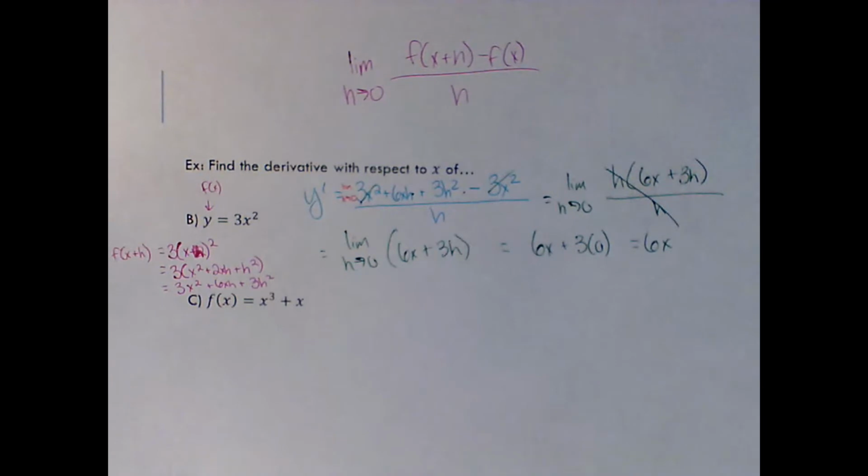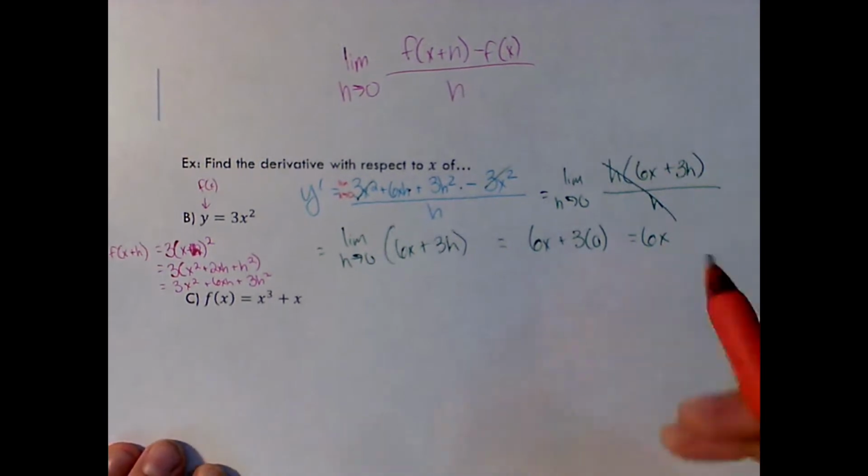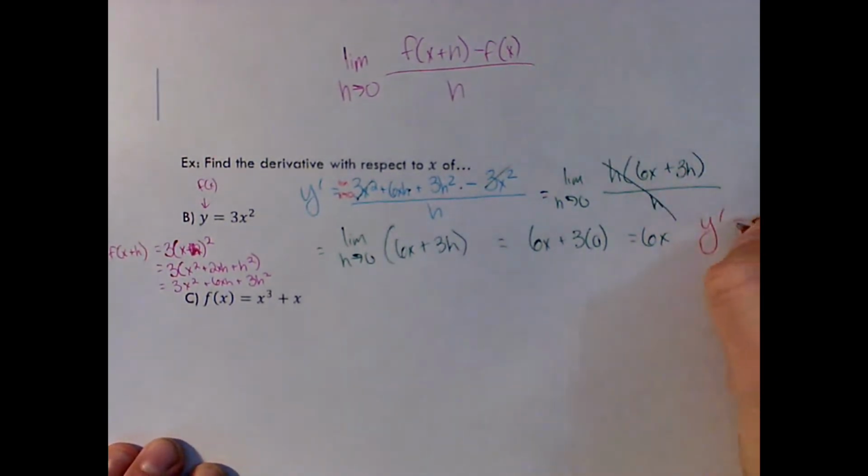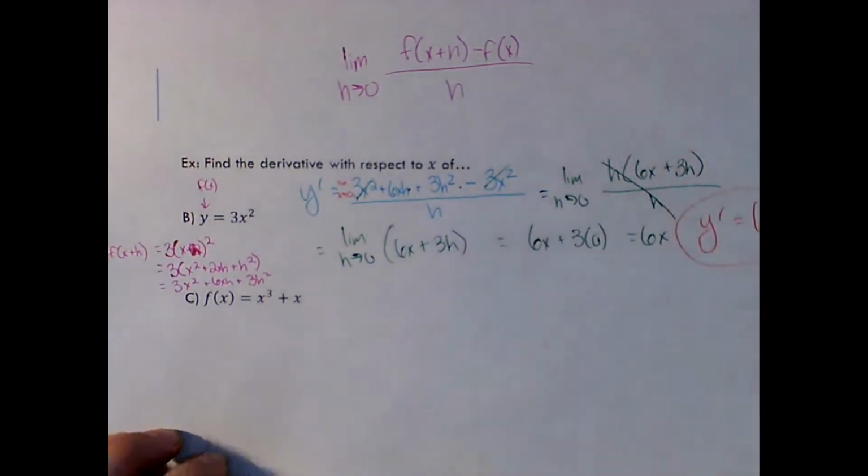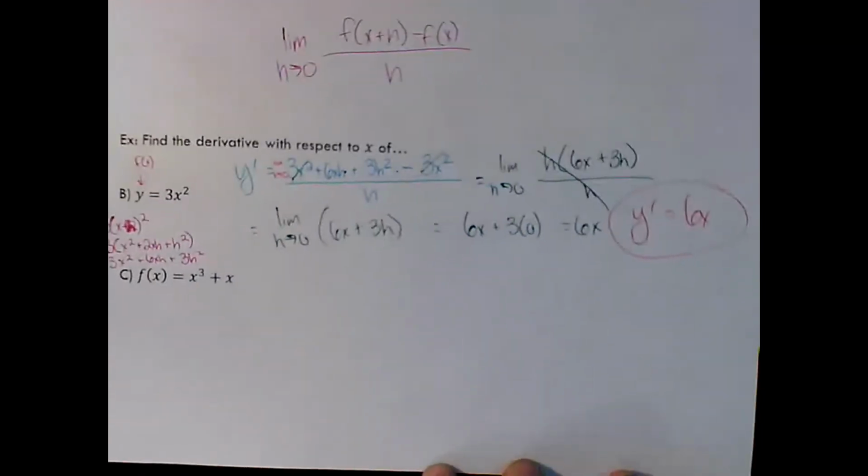Since I'm answering with respect to x, I'm going to leave x in my answer. Although we said that in the last problem, that's what you're supposed to do, it didn't appear that way because there was no leftover x. Well, now we do have a leftover x. So my final answer is going to look like y prime equals 6x. We had a lot of success finding out 6x.